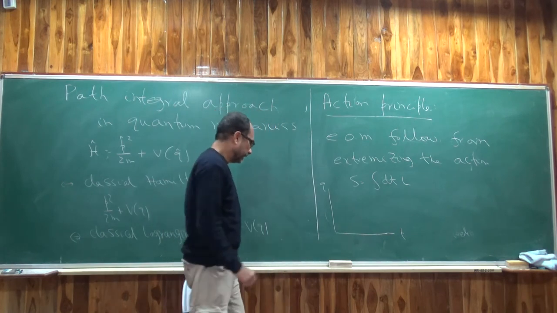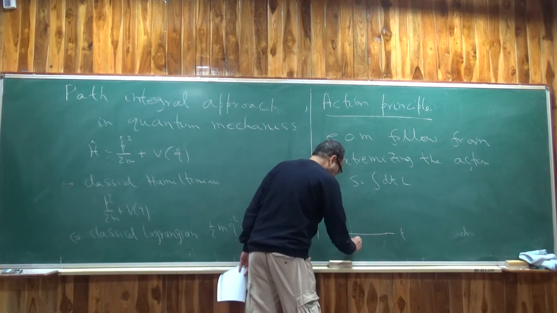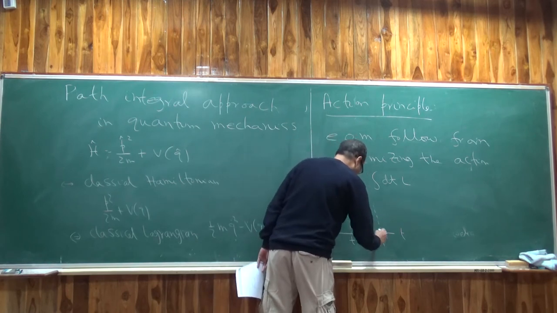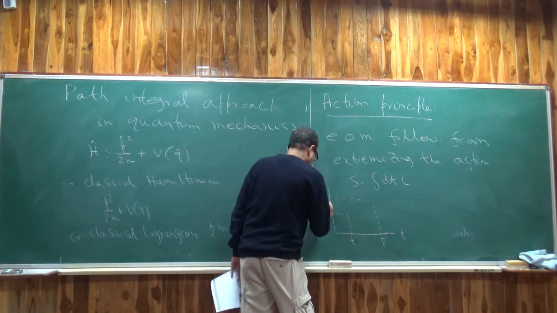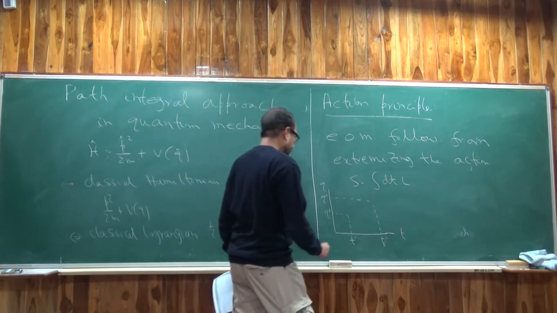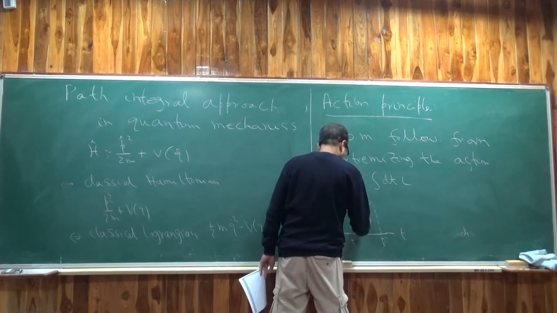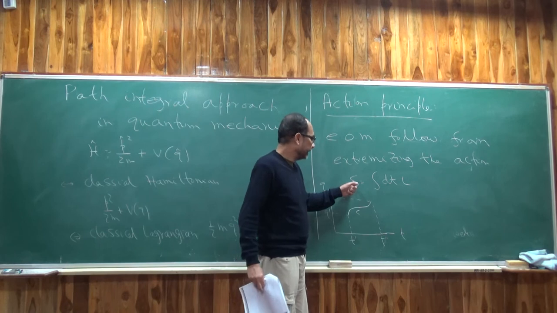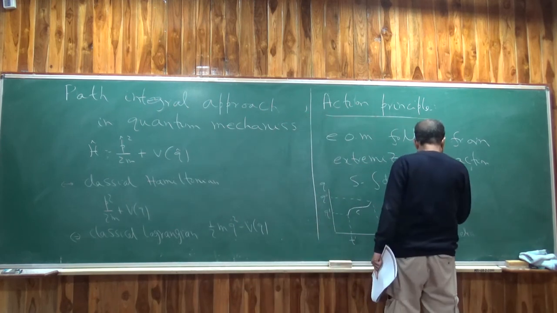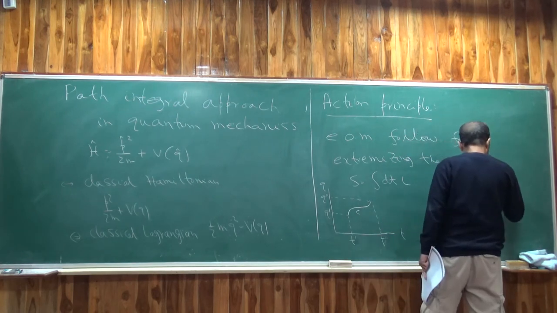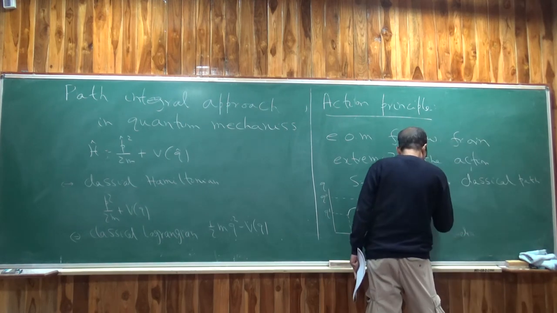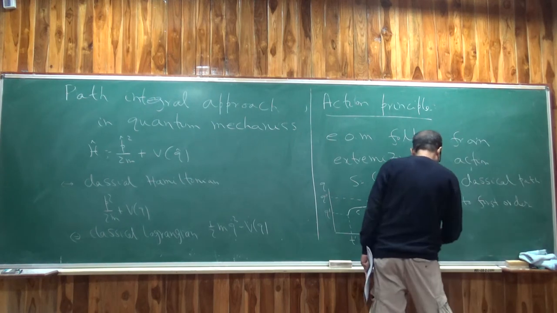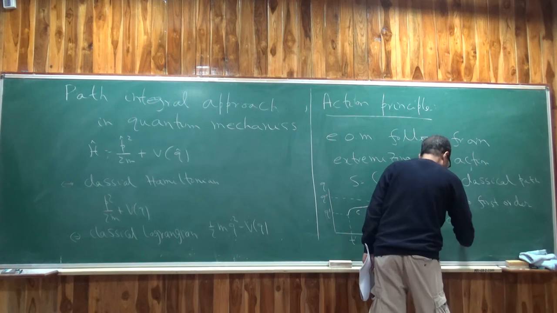Imagine that you are given some initial time t prime, some initial position q prime, and some final time t double prime, and some final position q double prime. Then you draw some path connecting these two points, the initial point and the final point. And then you vary this path till the action is extremized. Which means that for the classical path, delta S is equal to 0 to first order, for any variation of path.